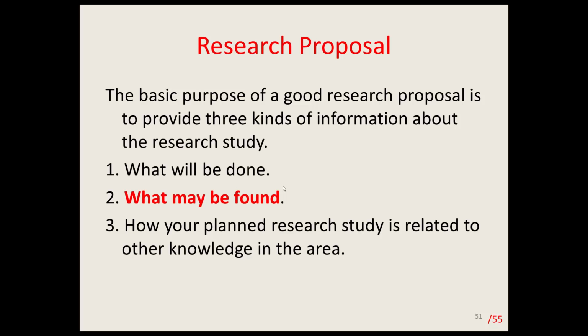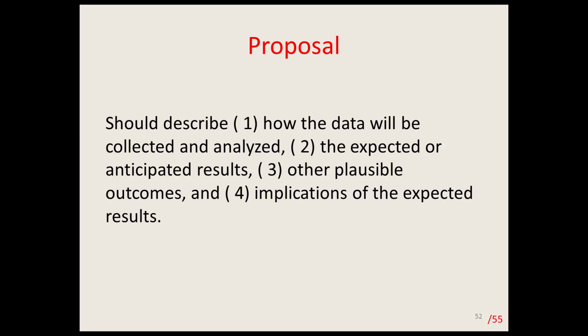Now, there is a difference obviously between a research paper and a research proposal. A proposal has 3 main parts, which include what will be done, what may be found, and also how your research is related to other research in the area. In your proposal, you explain how data will be collected. You don't have to collect it. And also you have to explain what you expect to find, and what the implications of your expected results are.